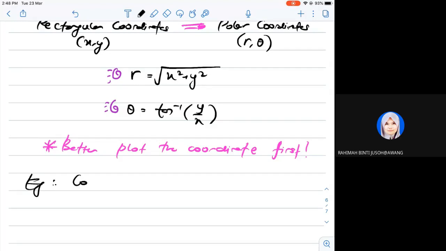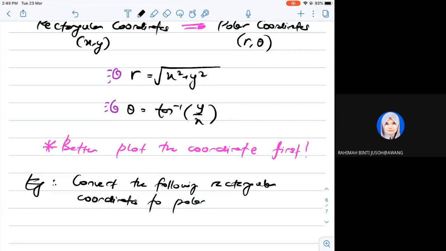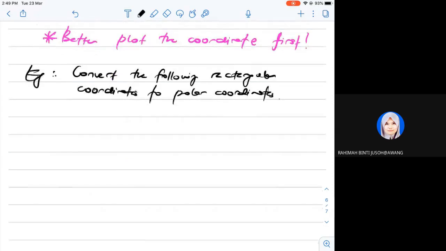Example: convert the following rectangular coordinates to polar coordinates. Okay, let's say question number 1, we have -5, -2, and then number 2, let's say you have 4, -3.